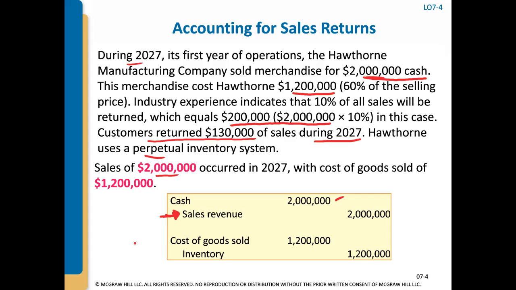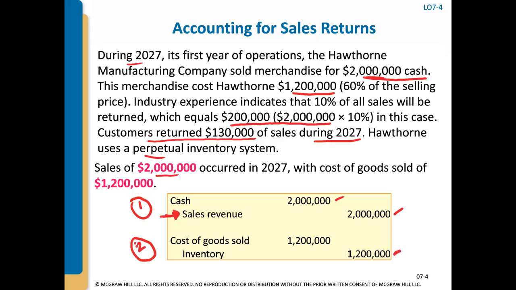So debit cash 2 million, credit sales revenue. Now, every time you sell inventory in a perpetual inventory system, it's a two-step entry. This is step number one, the first step, which is to record the actual revenue. And the second step is you have to reduce your inventory. You don't have that inventory anymore, and you have to expense it through your income statement.